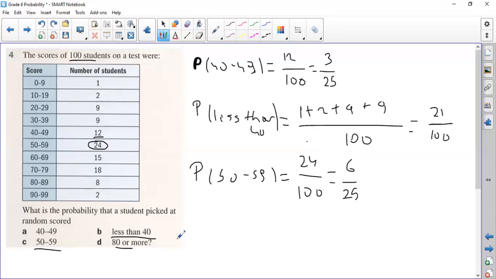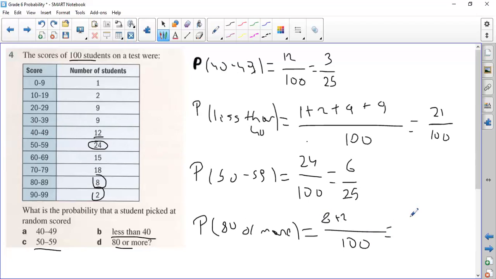And 80 or more, it means 80 is included. And so it can be 8 students or 2 students. So it means between 80 and 99 or 100 points. So the probability for getting 80 or more is equal to 8 plus 2 over 100, which is 10 over 100, which is the same as 1 over 10. So the probability will be 1 over 10.